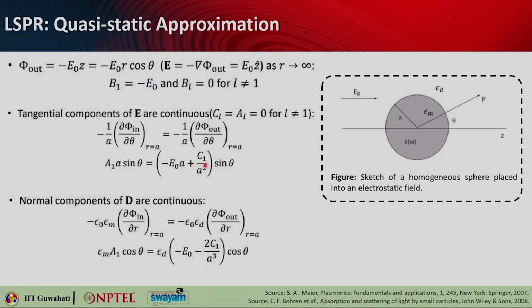So, you have two variables A1 and C1 and you have got two equations now. You solve for it and you can get what are the coefficients A1 and C1. The mathematics is looking a bit messy, but it is not that complicated. If you are interested, you can always try this on your own. Else, you can simply take these coefficients from this slide, that B1 is minus E naught, A1 is minus 3 epsilon d over epsilon m plus 2 epsilon d times E naught, and C1 is basically epsilon m minus epsilon d over epsilon m plus 2 epsilon d times E naught. So, you have got all three coefficients A1, B1 and C1.